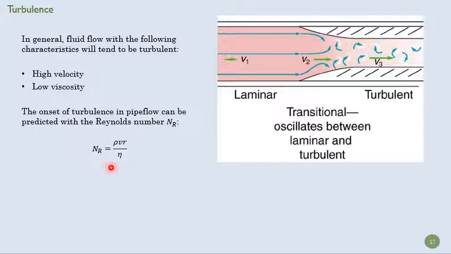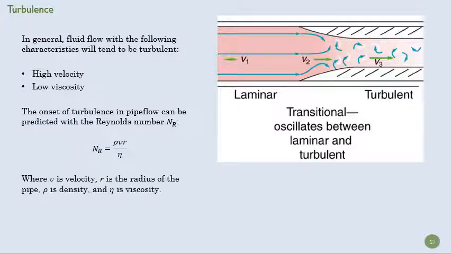This is a non-dimensional number. If you divided out the units here, you'd find out that the units are nothing, which means it can be used with any system of units. It's a really useful idea that gets used a lot in fluid flows. But ρ is your density, V is the velocity of the flow, R is the radius of your pipe, and eta here is your viscosity.